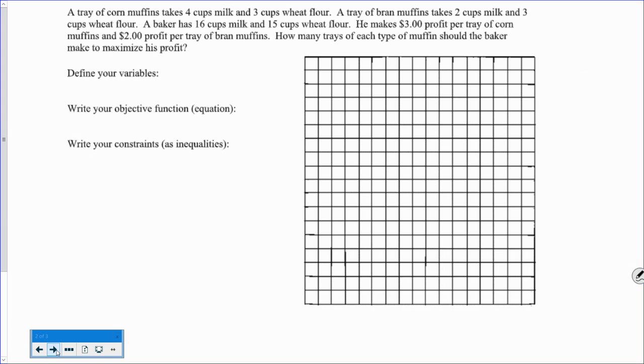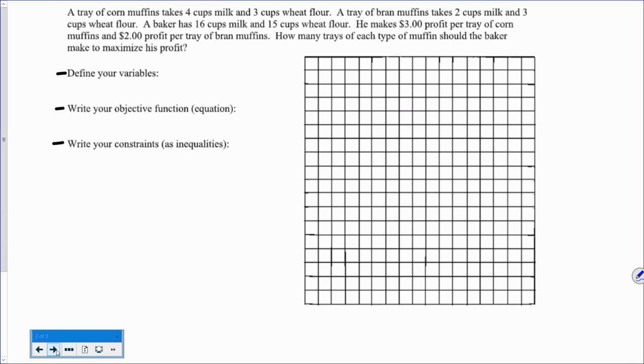So here's your next problem. All right, we'll go ahead and we'll take a look at that. I gave you some hints on places where we can start these problems, so use those hints in your homework as well. So we have a tray of corn muffins that takes 4 cups of milk, 3 cups of wheat flour, a tray of bran muffins that takes 2 cups of milk and 3 cups of wheat flour, and our baker has 16 cups of milk and 15 cups of wheat flour. He makes $3 profit per tray of corn muffins and $2 profit per tray of bran muffins.